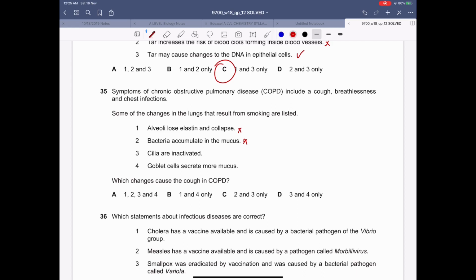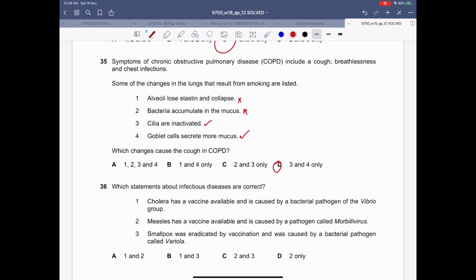Okay, cilia are inactivated. So when cilia are inactivated, cough will be induced. Number 4, goblet cells secrete more mucus. Yes, more mucus means we need to move that mucus. Which change causes the cough in COPD? So options 3 and 4. I mean, COPD is caused by all the options, but the cough is mainly caused by cilia being inactivated and goblet cells secreting more mucus.